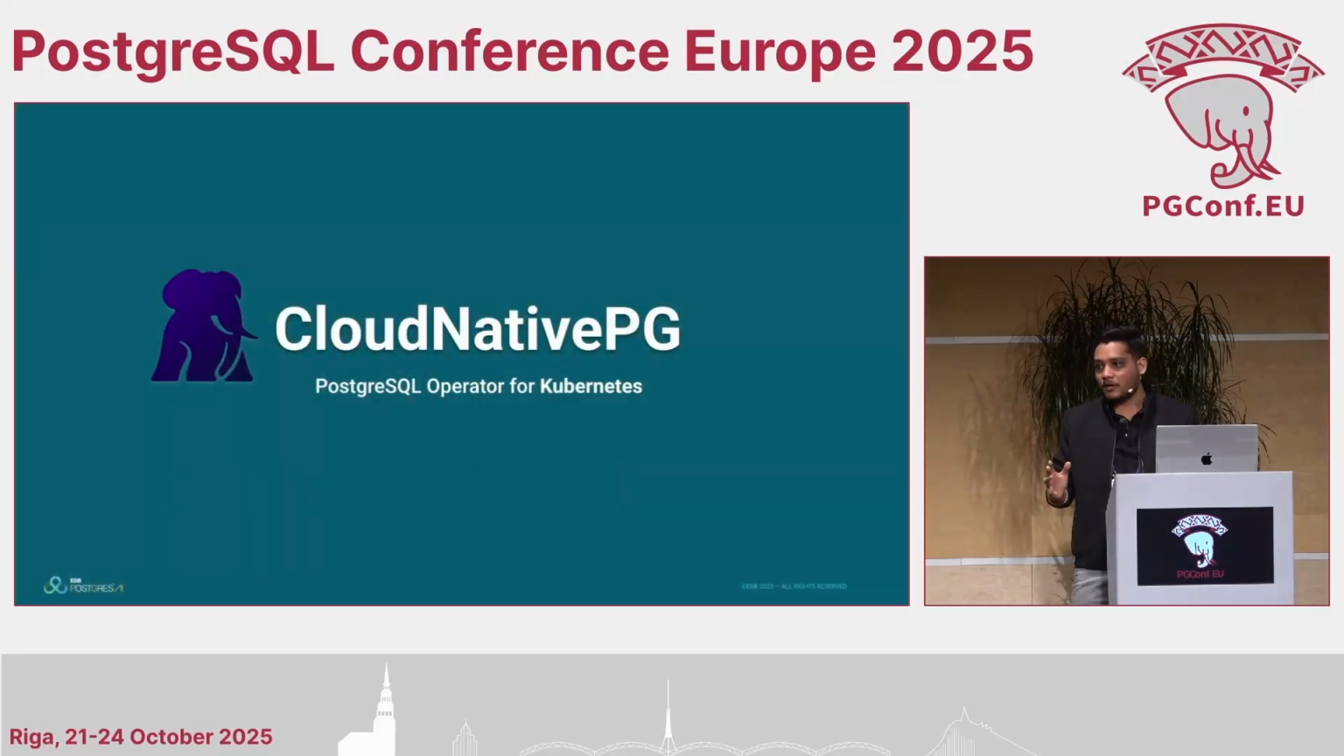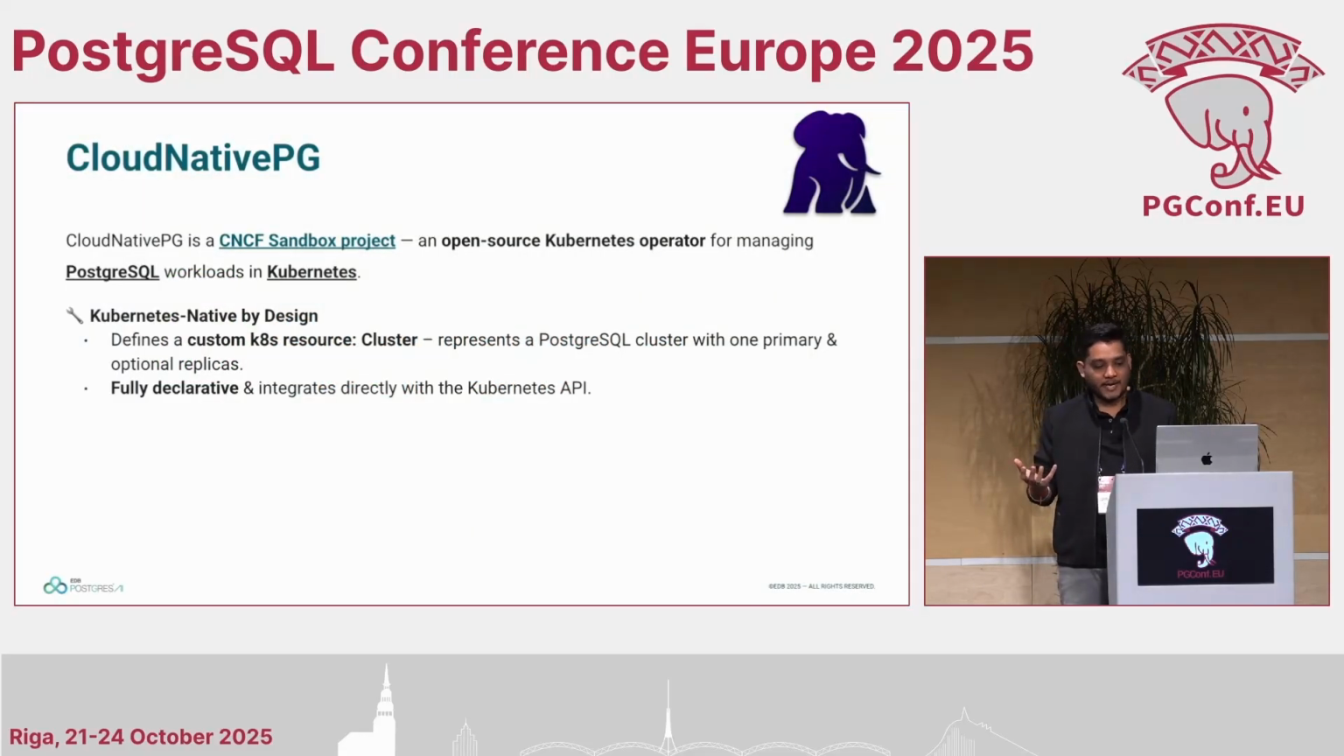Do you guys know about Cloud Native PG, or shall I go in depth about that? I'll just give a brief of Cloud Native PG. It's a Postgres operator for Kubernetes, and it is a CNCF sandbox project, which is 100% open source, and it is used by many companies in production, including ours. And it is cloud native by design. We have custom CRDs named Cluster, which basically represents a Postgres cluster where we have one primary. We can have multiple standbys if we want to achieve high availability. And it is fully declarative.